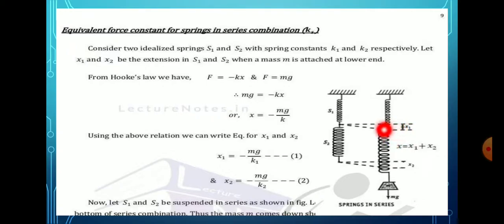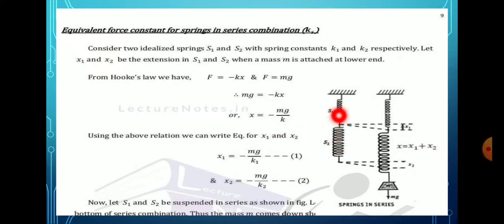Then we know Hooke's law, that is F is equal to minus kx, and F is equal to mg here. Comparing the two equations, mg is equal to minus kx. Finding the value of x, x is equal to minus mg by k.